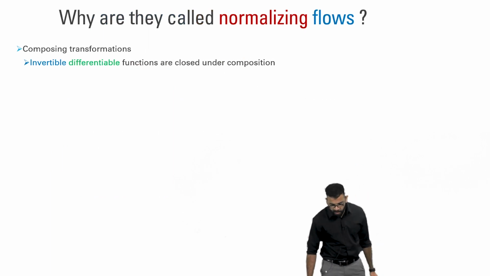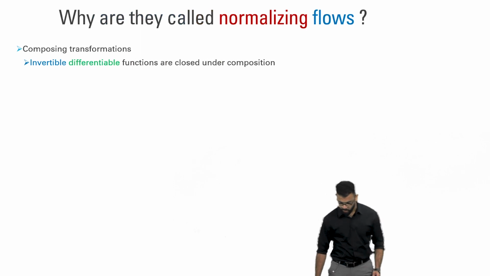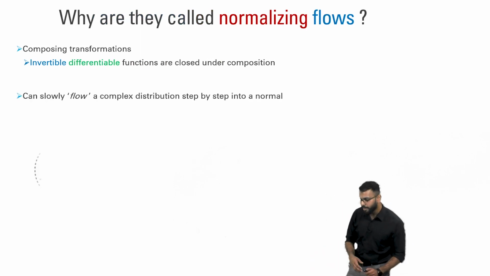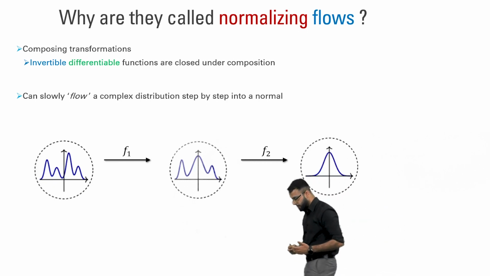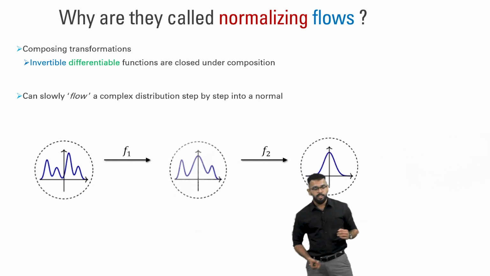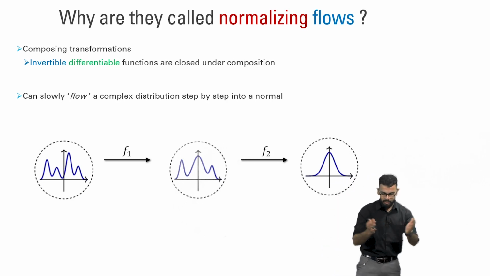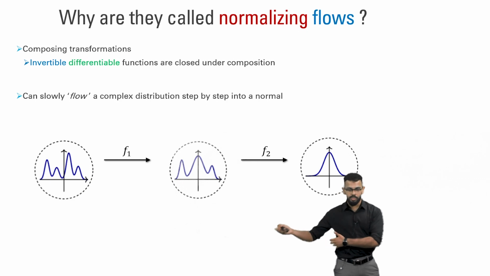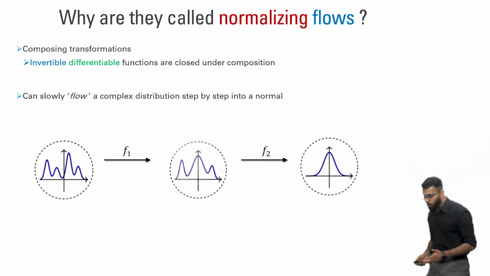Good. Now, many of you might be wondering, why are they called normalizing flows? Well, it's simple. If you think of a complex distribution, and you're applying these invertible transformations, you can sort of think of the distribution as flowing through a pipe into something simpler. And typically you have a normal distribution at the end as the base distribution, which is why you call them normalizing flows.